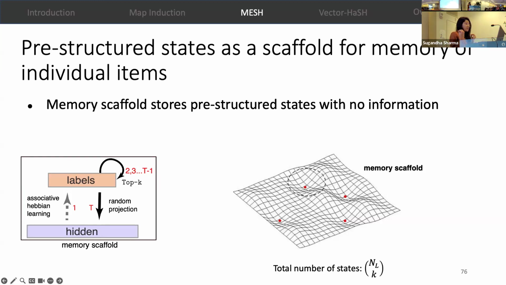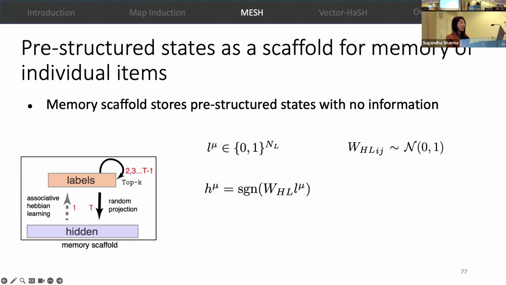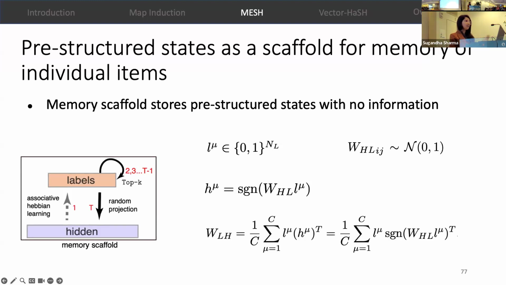And this scaffold is implemented by a two-layer recurrently connected neural network, where the label states represent binary 0-1 states that are k-hot and N_L dimensional. The weights from the label layers to the hidden layers are random. The hidden layers are defined as random projections of the label layer, and back projections from the hidden layer to the label layer are learned through one-shot associative Hebbian learning.